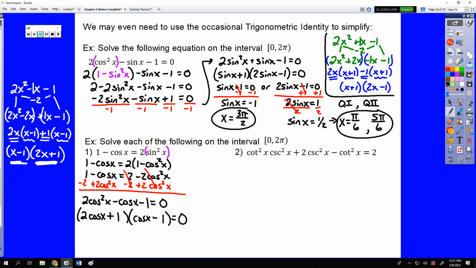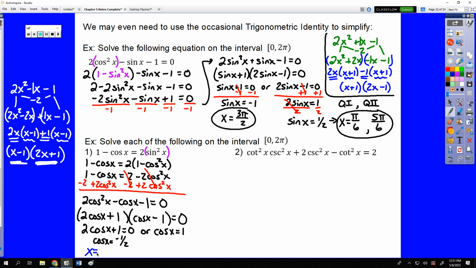Now, each of those would then be set equal to 0, so 2 cosine of x plus 1 is 0, or cosine of x minus 1 is 0. Actually, I guess first we should solve that first equation for cosine x, which gives us cosine of x is -1/2, or cosine of x is equal to 1. Cosine of x is equal to -1/2 in quadrant 2 and in quadrant 3.